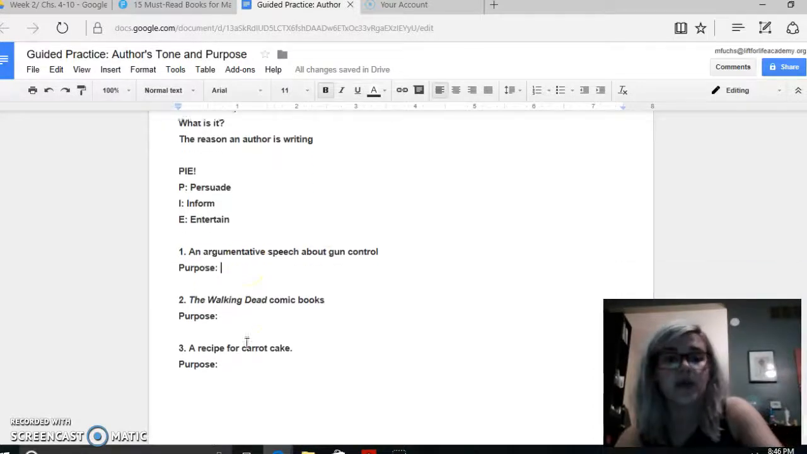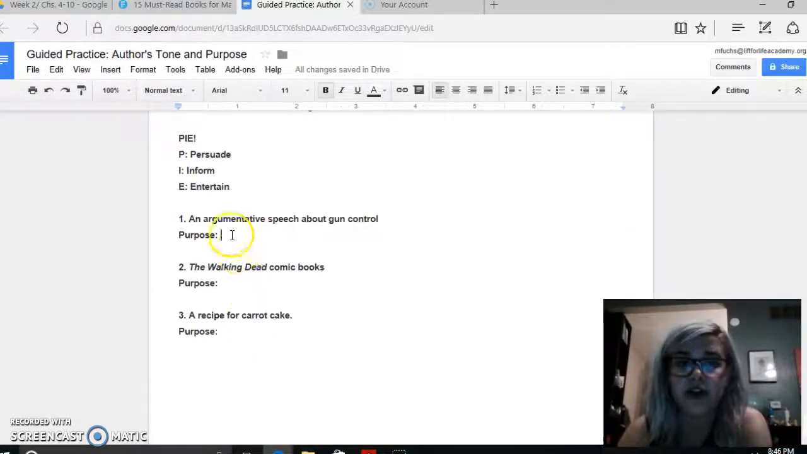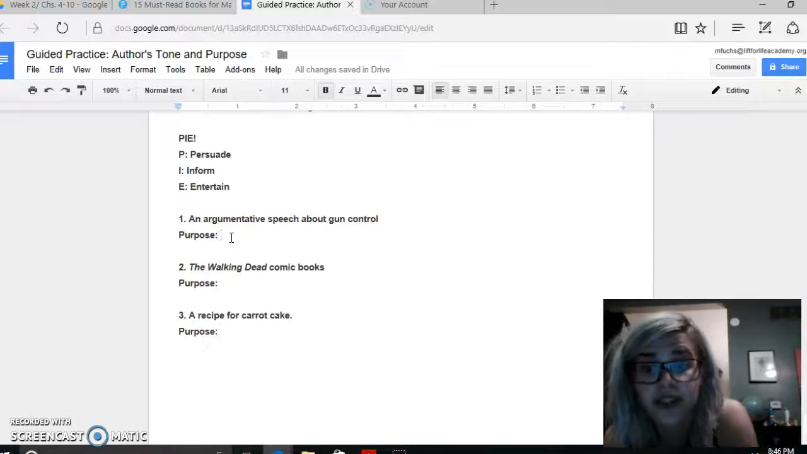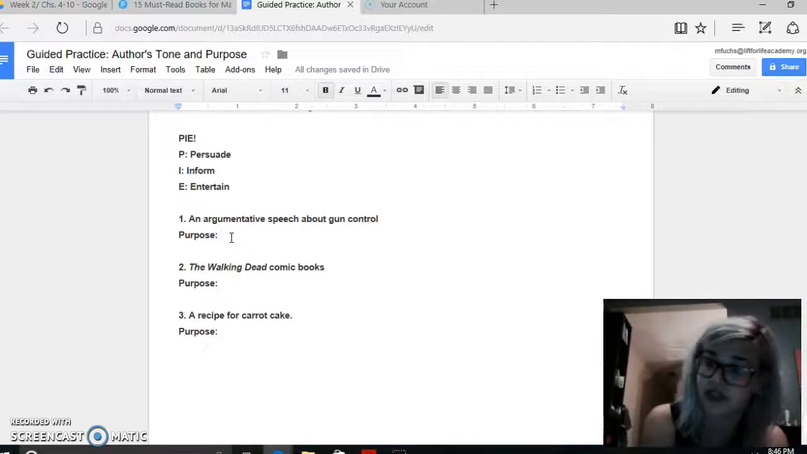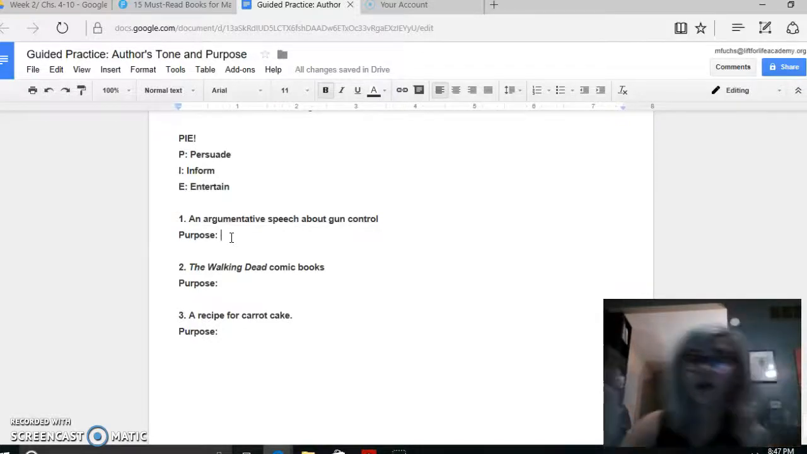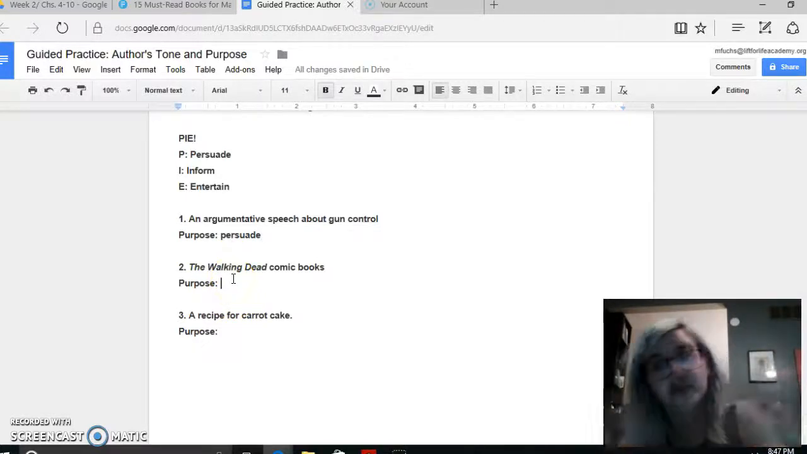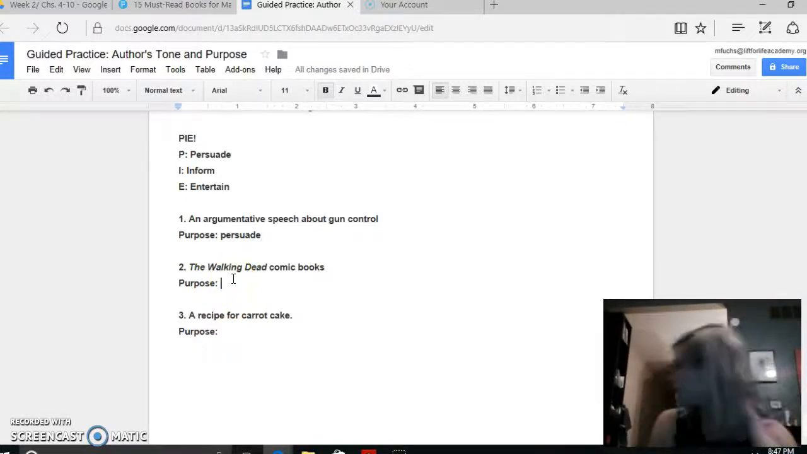So, number 1, an argumentative speech about gun control. Our keyword there is argumentative. So as we learned when we were doing the deconstructing a prompt task, argument and persuasion are very much the same. So an argumentative speech about gun control, it's meant to persuade you of whatever the author's purpose, whatever the author's feeling on that topic is.